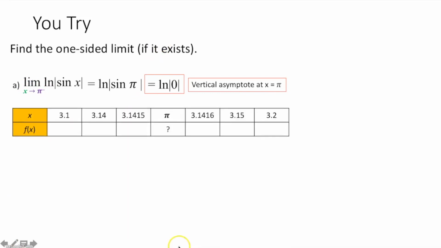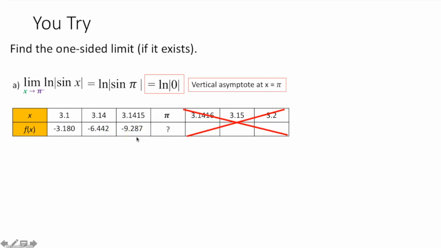To do that, we create a table. Pick 3 x values to the left of, or less than pi, and 3 x values to the right of, or greater than pi. Which ones are we using? We're doing the limit as x approaches pi from the left, so we want these ones, not these ones. We take 3.1, plug it in for x to our function, get the y value that goes with that. Take 3.14, plug it in for x, get the y value that goes with that. Take 3.1415, plug it in for x, and get the y value that goes with that. Now, it may not be super obvious here, but these y values are actually decreasing exponentially.